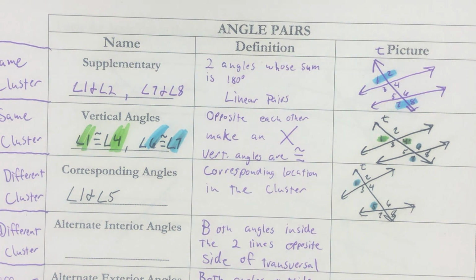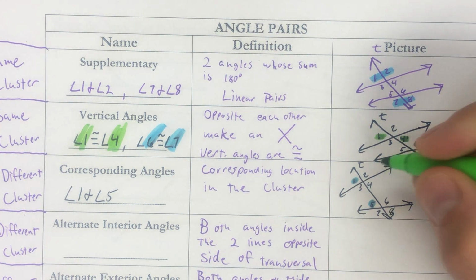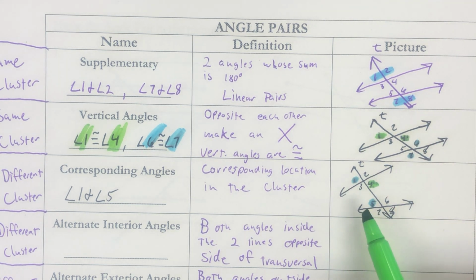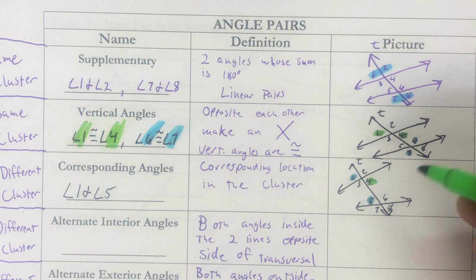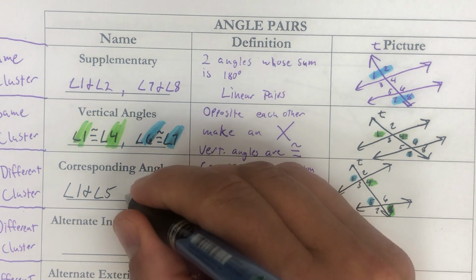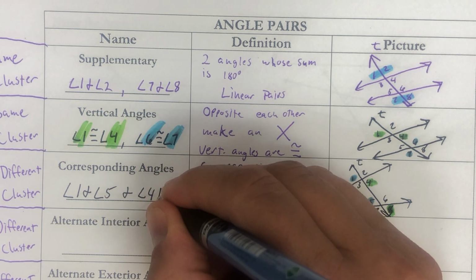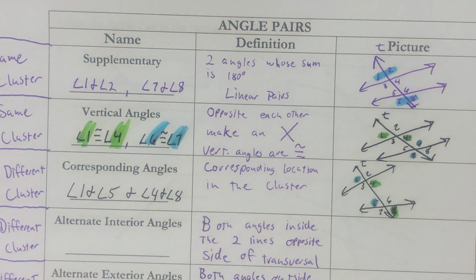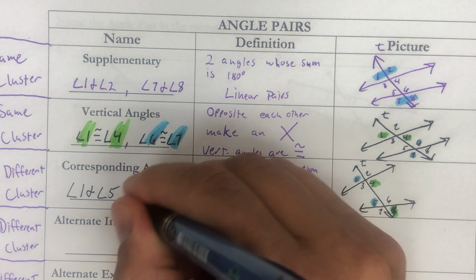Another example of corresponding angles, I'm going to choose this time angle 4. And 4 is on the bottom of the line and to the right of the transversal. So 8 would be in the corresponding location in the other cluster. Bottom of the line, right of the transversal. So 4 and 8 are considered to be corresponding. Okay, so those are my examples there. I'm going to put a comma here instead of an and sign.